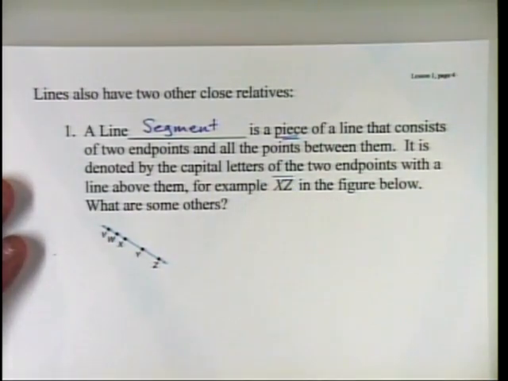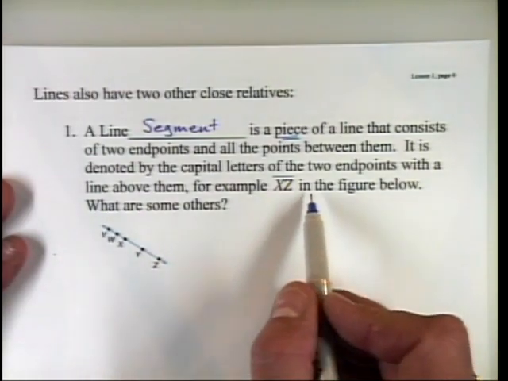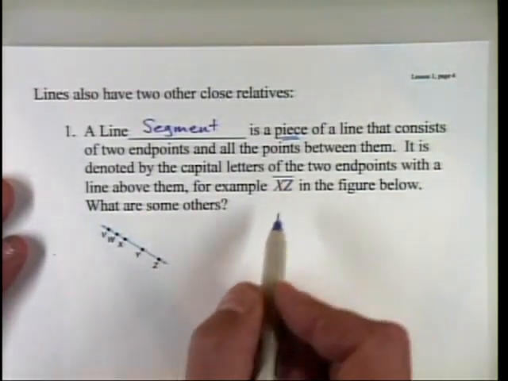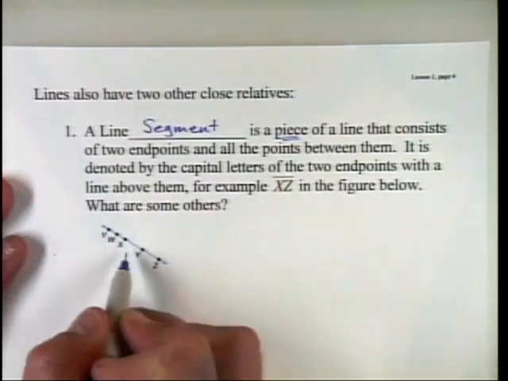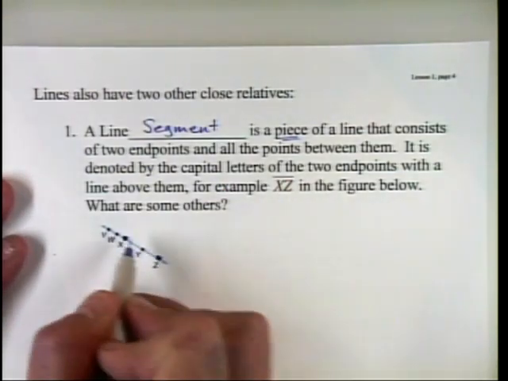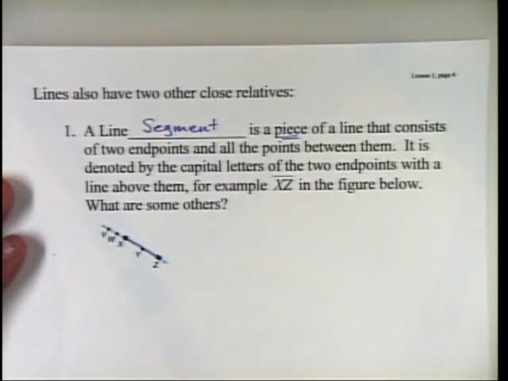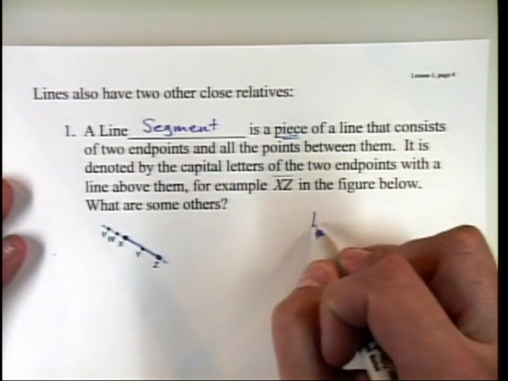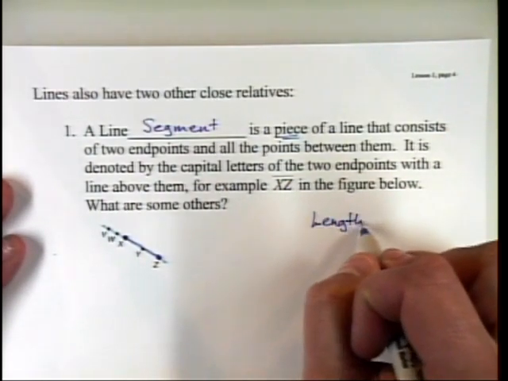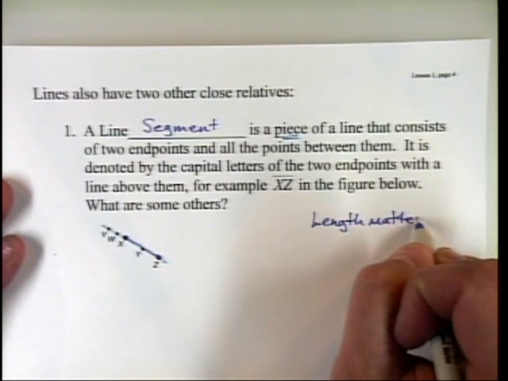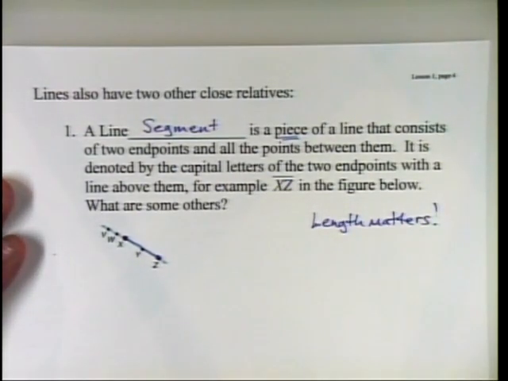Without the arrows, it's a line segment. It's a piece of a line that does not extend infinitely in both directions. Okay? So let's look at the figure below. I've got line segment XZ. X is the starting point, Z is the ending point. So in this case, the length of the segment matters. Very important. For a segment, the length matters.